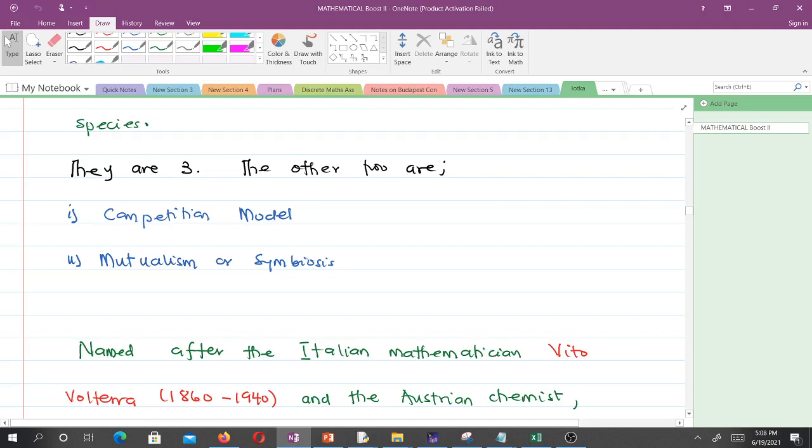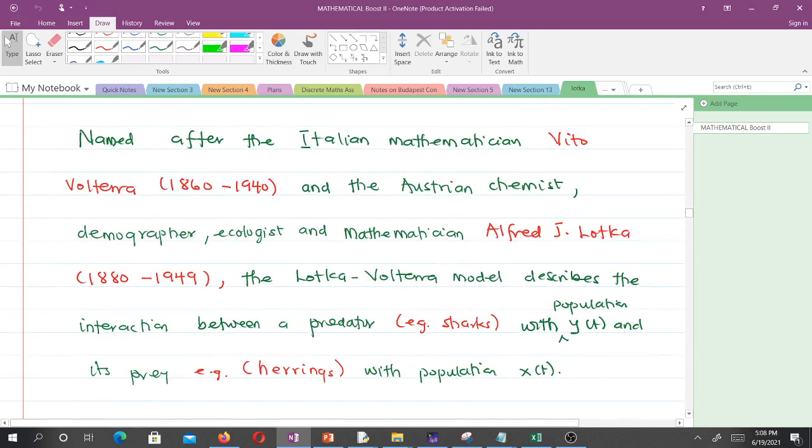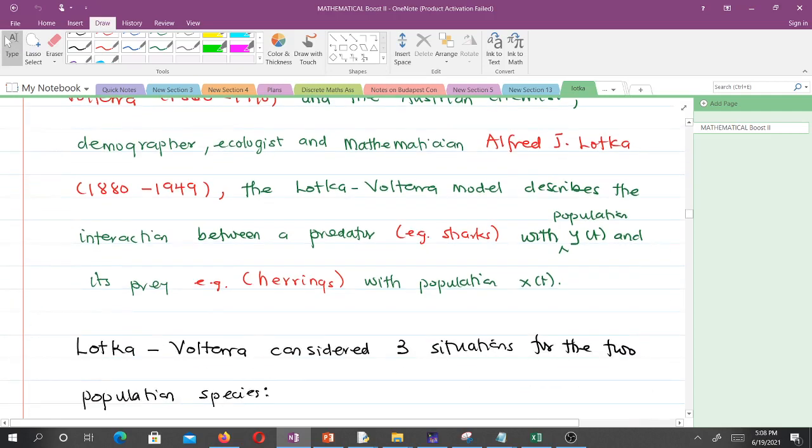It is named after the Italian mathematician Vito Volterra and the Austrian chemist, demographer, ecologist, and mathematician Alfred J. Lotka. The Lotka-Volterra model describes the interaction between a predator, for example sharks with population Y of t, and its prey, for example herrings with population S of t. In this model, we are going to mostly represent the predators with sharks and the prey with herrings, but it works across.